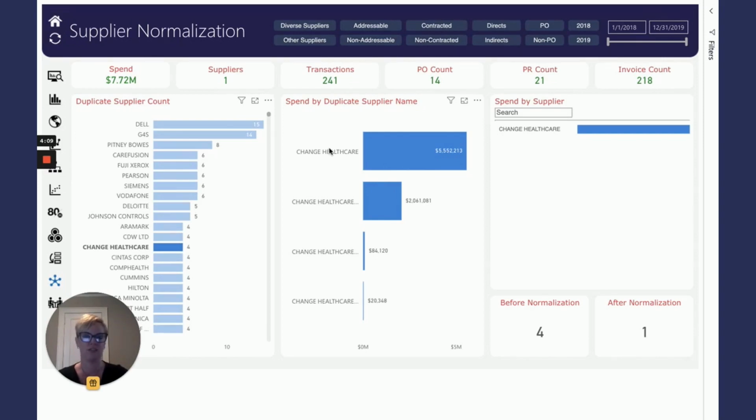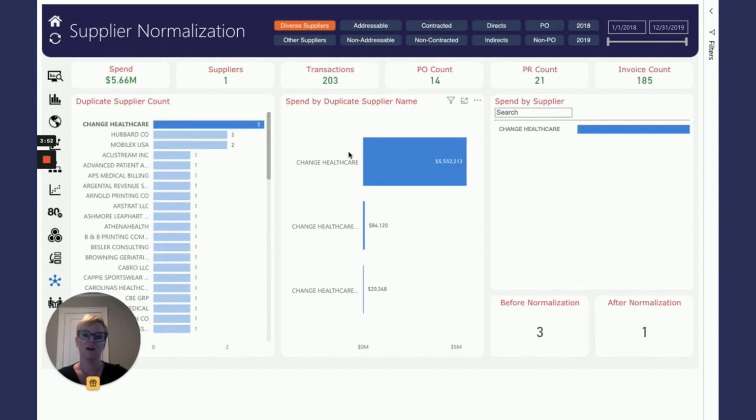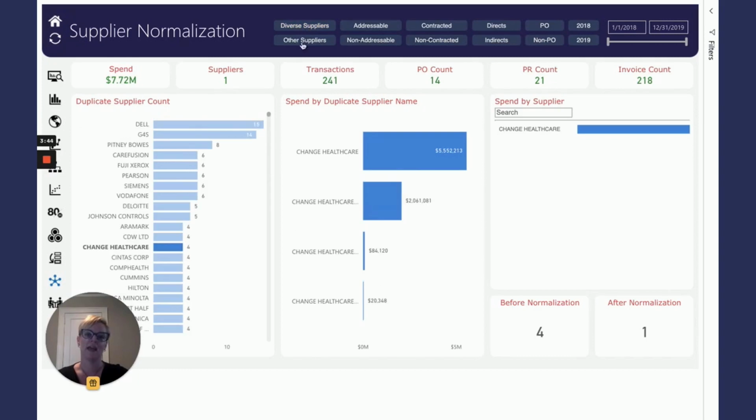Also, in this situation, Change Healthcare is a diverse supplier, but within Change Healthcare's data, one of these instances of Change Healthcare was not identified as a diverse supplier. So when we click on diverse suppliers, only three of those instances of Change Healthcare were identified as a diverse supplier. But because of the way we use our AI and NLP, we were able to make sure that we pulled all four of those instances of Change Healthcare together to make sure that you get full credit for that diverse supplier so that you don't lose one of those instances of Change Healthcare overall.